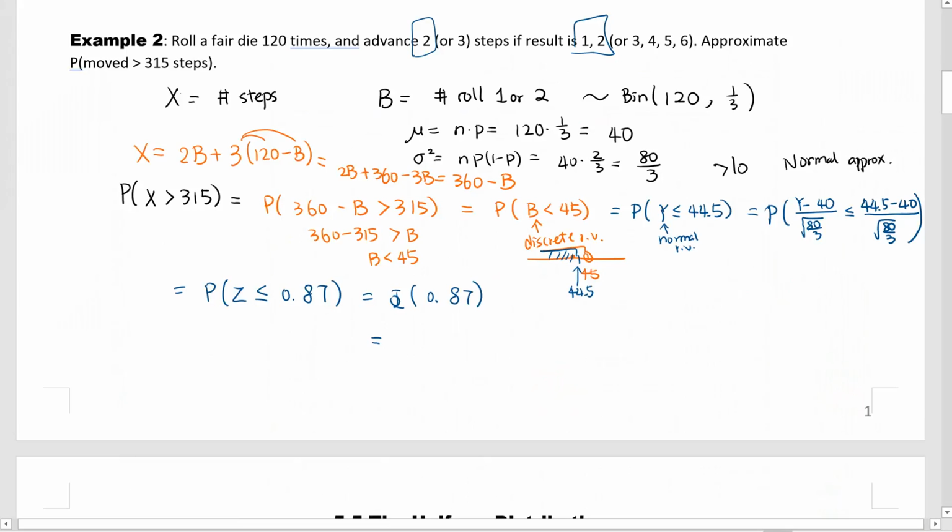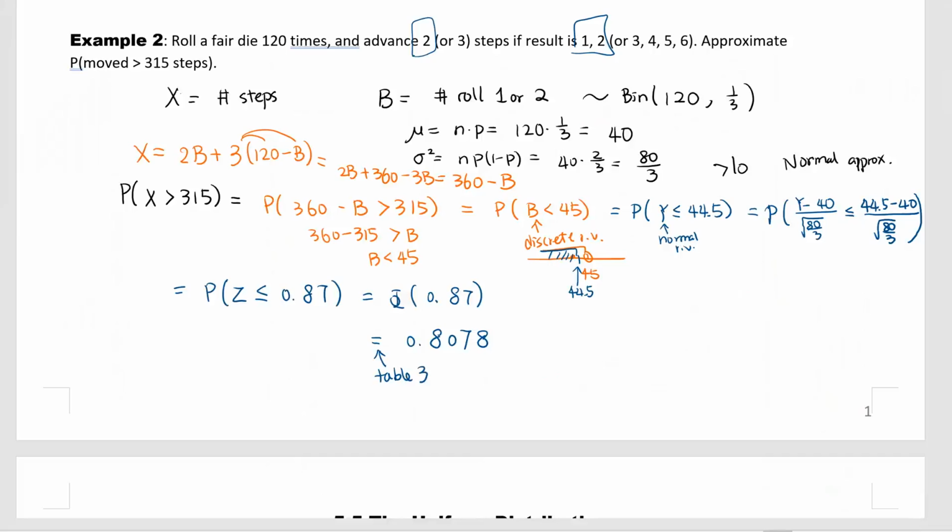So that is 0.8078. So this is from table 3. Okay, so this is our answer for example 2. This example is quite interesting because first we defined our X. X is the number of steps. And you realize X is not a binomial distribution, but it's kind of related to a binomial distribution.